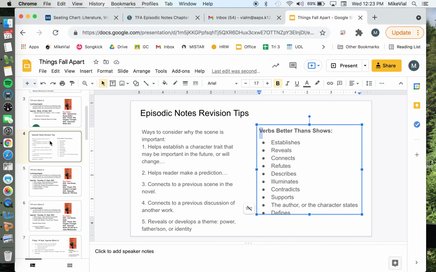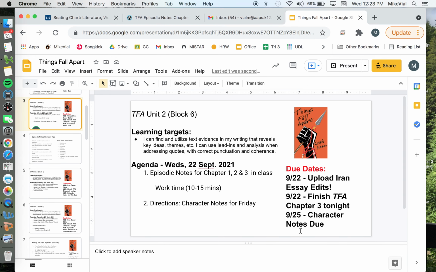Tomorrow you should expect to get a unit plan with our reading schedule as well as some of the small and big assignments. We're also going to do a character assignment that I'll talk about more tomorrow. It will be due Friday, but most students will be able to finish that within the class period tomorrow.